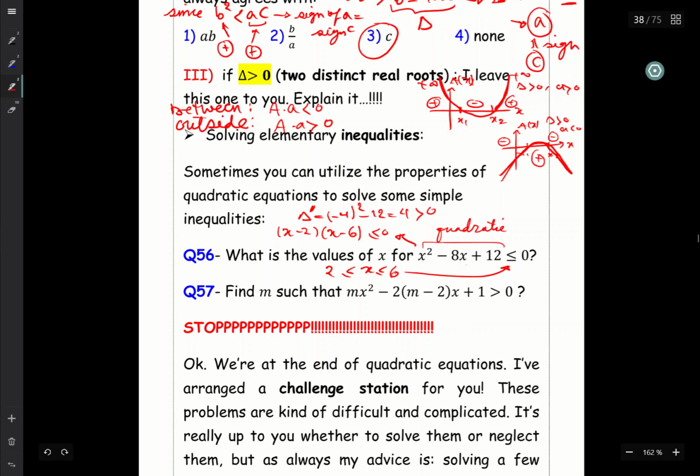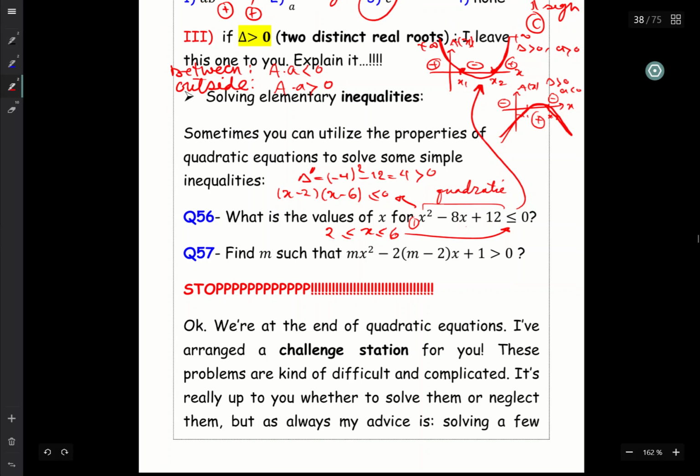Okay? Basically, it's this case. Two real roots. The sign of the coefficient of x squared is positive. So between the two roots, we get negative. At the two roots, we get 0, right? Exactly, get 0. Question 57. Find m such that mx squared minus 2m minus 2x plus 1 is strictly positive.